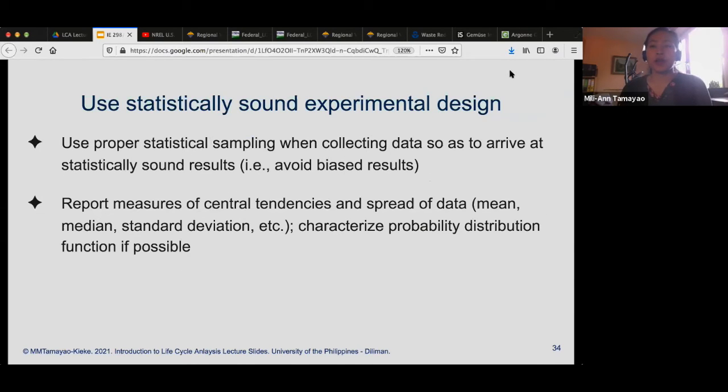Next pointer is that you have to use statistically sound experimental design. You have to use proper statistical sampling when collecting the data so as to arrive at statistically sound results, which means you will be able to avoid biased results. And of course, you have to report the measures of central tendency and the spread of the data: the mean, the median, standard deviation. And characterize the probability distribution function of the data if possible.